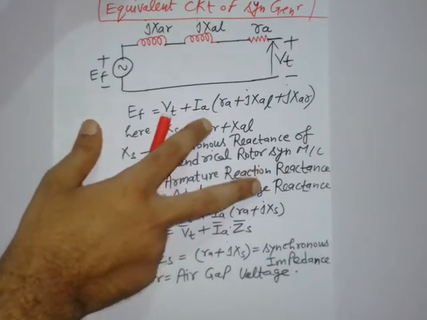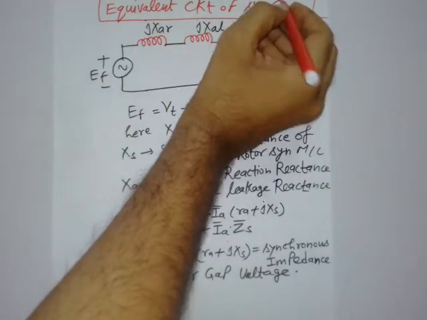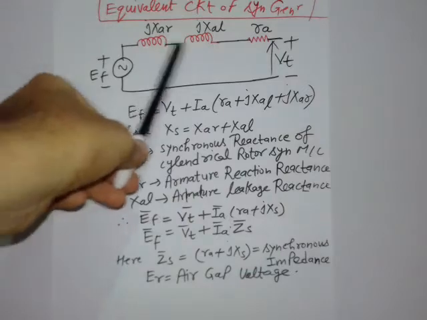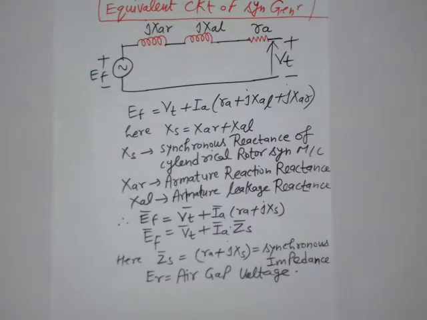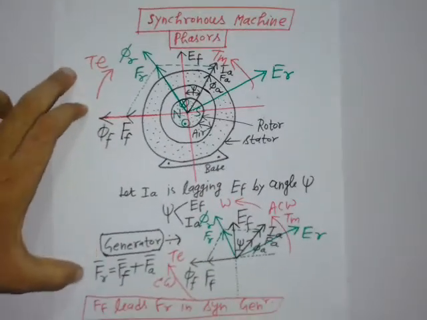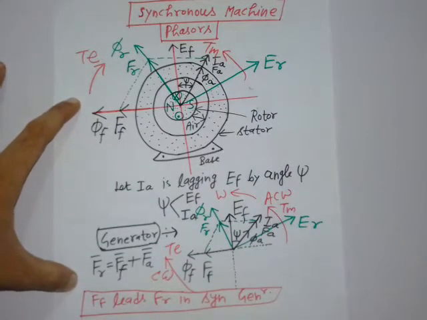Now, operating principle and phasor diagram we have already discussed. So this is the equivalent circuit of synchronous generator. See, have a look at it. Here we have discussed the space and time phasors, the concept of space and time phasors in case of synchronous machines.